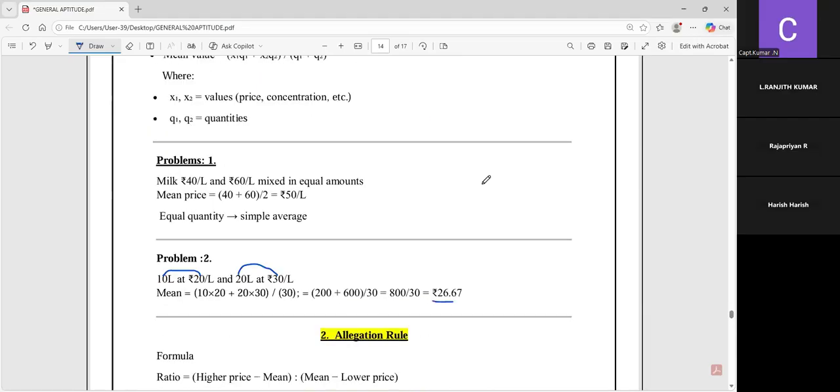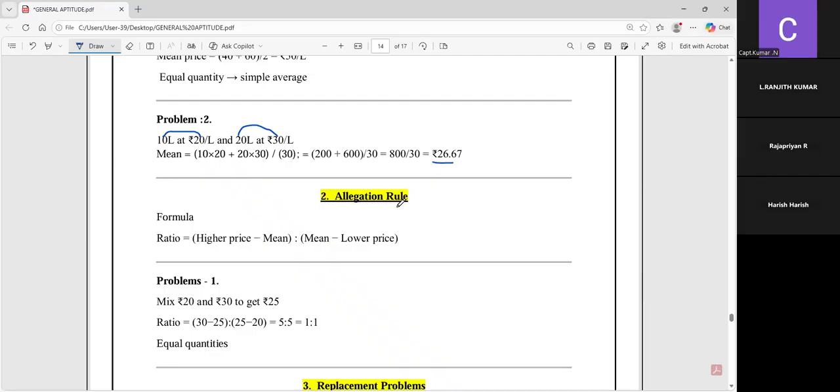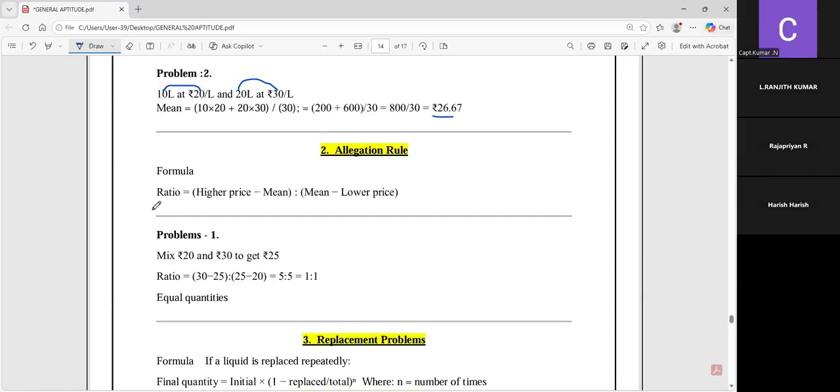So in this scenario, another one is an addition. It is a direct formula. We are going to substitute in the calculation. First we see the problem, then we go for the formula. Mixing of rupees 20 and 30, I got 25.